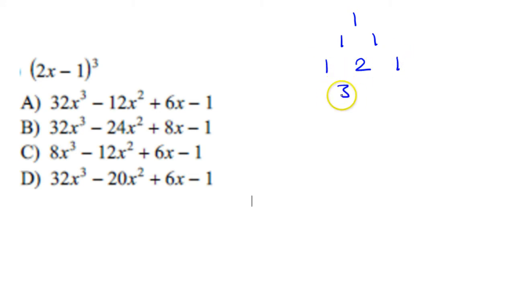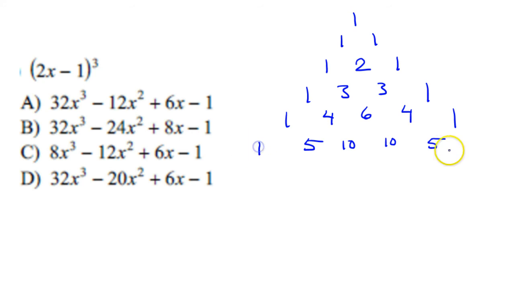1 and 2 make 3, 2 and 1 make 3. End off the row with 1s. 1 and 3 make 4, 3 and 3 make 6, 3 and 1 make 4. Finish off the row with 1s. 1 and 4 makes 5, 4 and 6 makes 10, 6 and 4 makes 10, 4 and 1 make 5, and I will finish off the row with 1s. Alright, let's see how far we can get with this many rows of the Pascal's triangle.